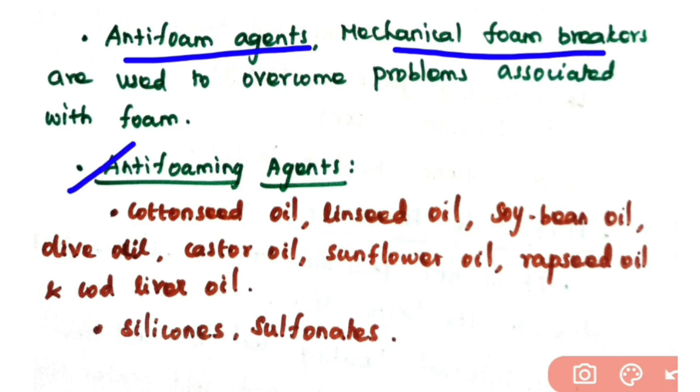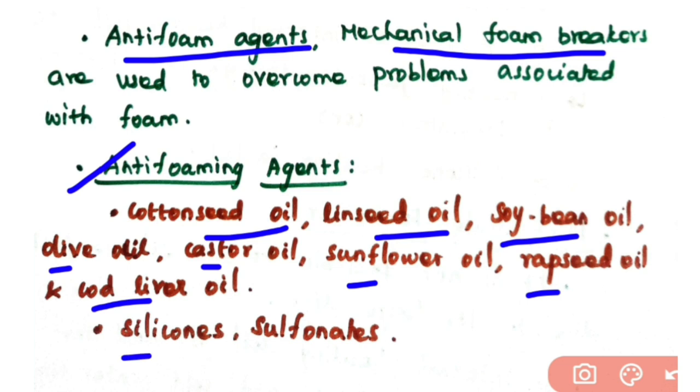Anti-foaming agents are cottonseed oil, linseed oil, soybean oil, olive oil, castor oil, sunflower oil, rapeseed oil, and cod liver oil. Then silicones and sulfonates are also used as anti-foaming agents. There will be a foaming probe to monitor excessive foaming inside the fermenter. So if there is excessive foaming, we add anti-foaming agents inside the reactor.